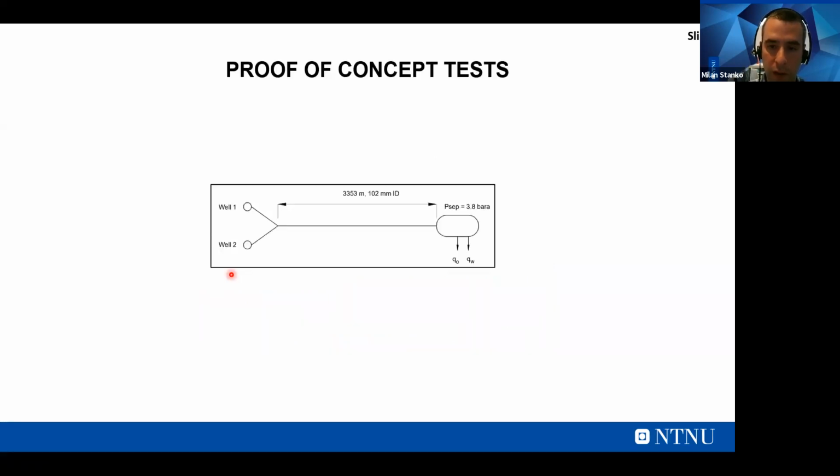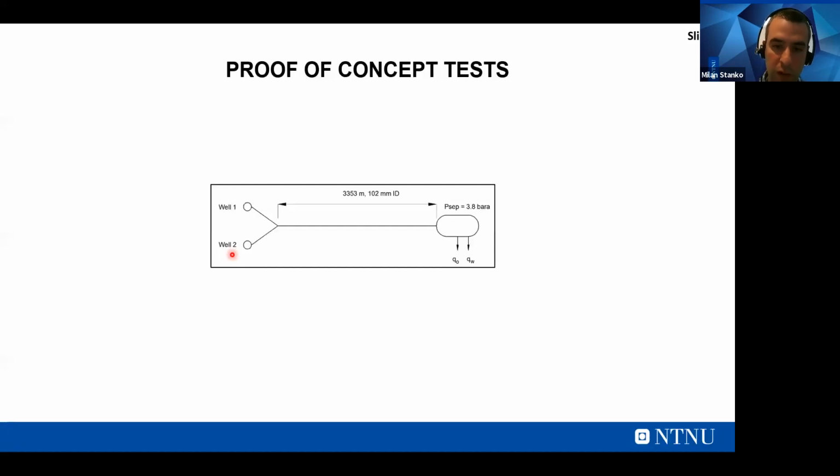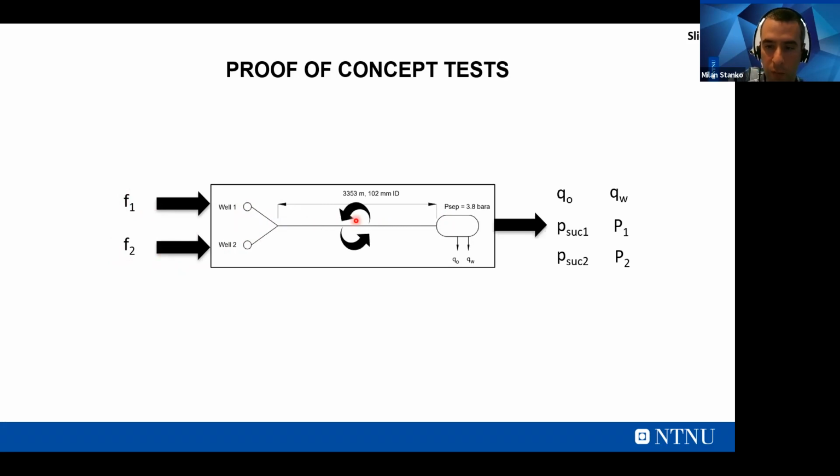So this is a simplified case that I showed in this publication, which shows this network. You have two wells that are ESP boosted, and by running the model with different inputs, here we're running with different frequencies, we get the results: the total oil rate, water rate, suction pressure of the two pumps, and then the power. And then we repeat for another point and repeat. So this is just like a brute force approach. And this is useful if you have very few variables. In this case, we have only two.